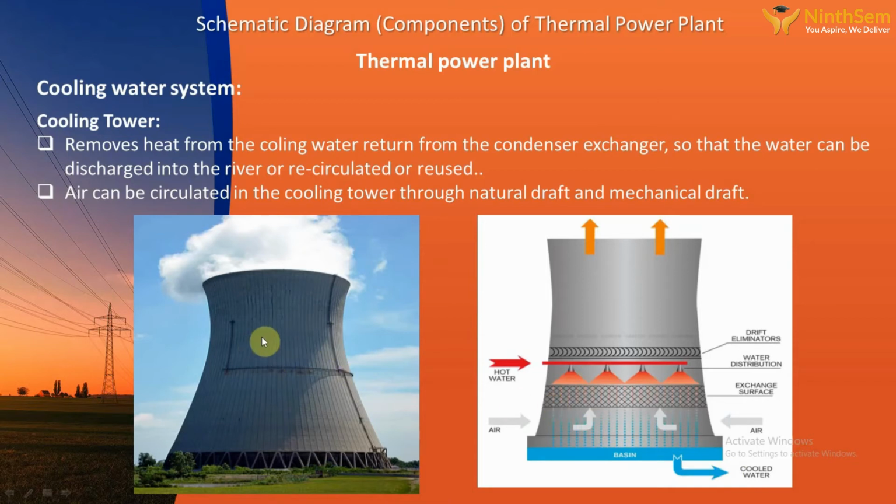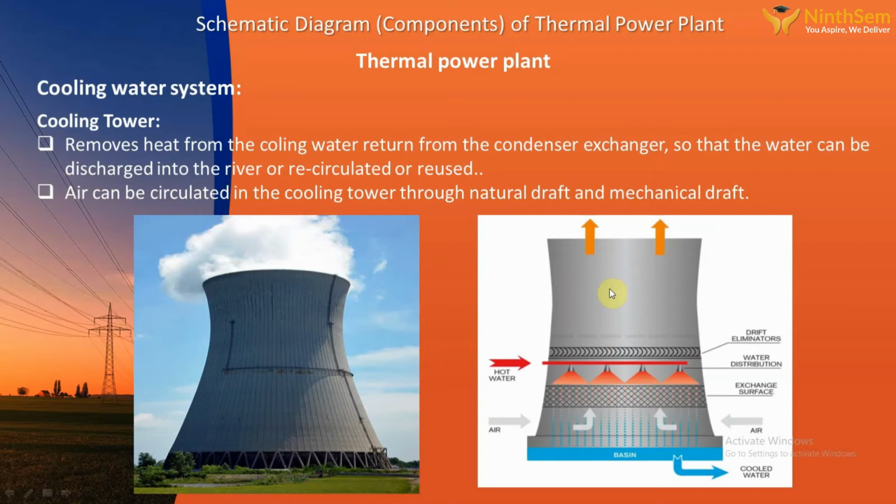If you see these power stations outside, there will be a big tower. This is nothing but your cooling tower. In the cooling tower, the hot cooling water is coming from the condenser and getting sprayed here, and the air is going in the upward direction. Because of this interaction between water and air, evaporation takes place, and the water is getting cooled, and this cooled water is again pumped back to your condenser cooling system.